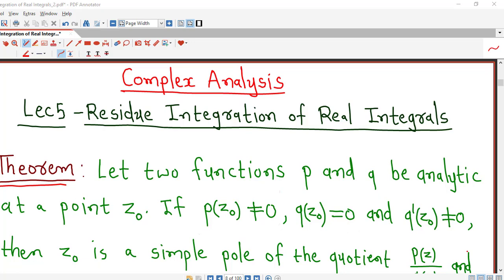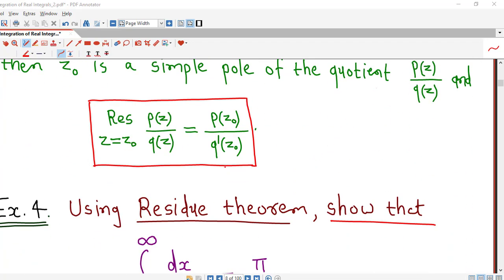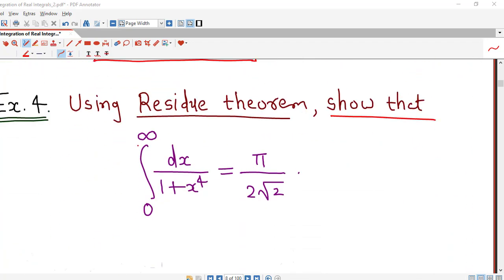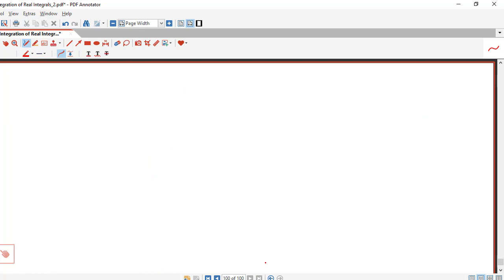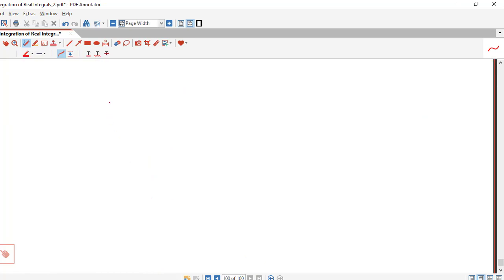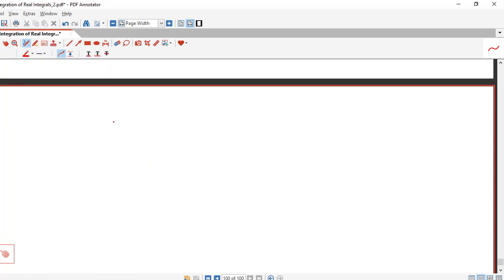Hello friends, I welcome you in lecture number 5 on residue integration of real integrals. In this lecture we will discuss one more example on evaluation of improper integral by residue theorem. But in this lecture, to calculate residues of a function, we are not going to use that earlier result. We will be using this result for calculating residue of f of z at a point z0.